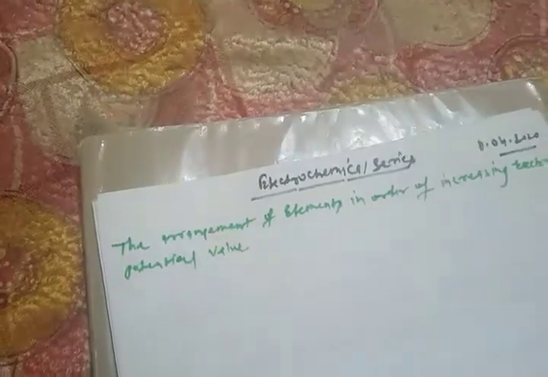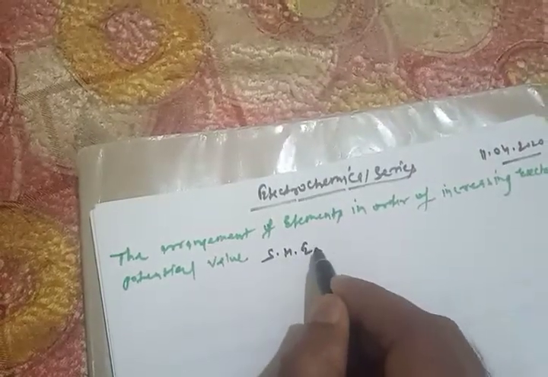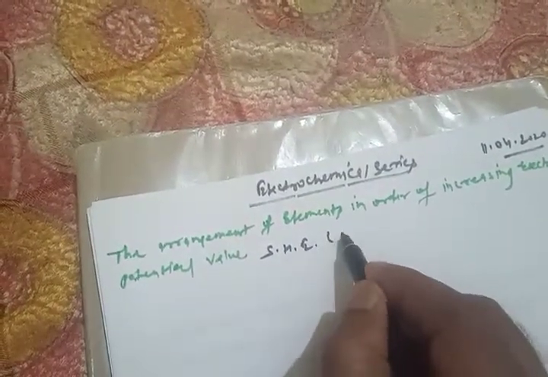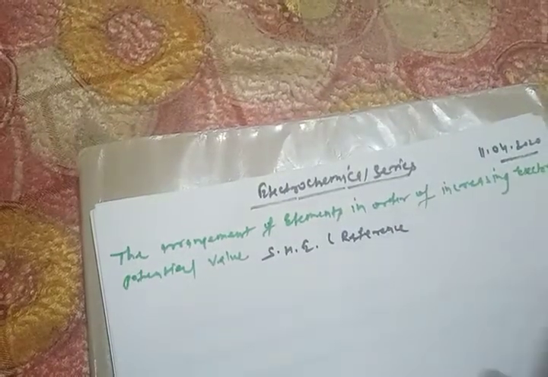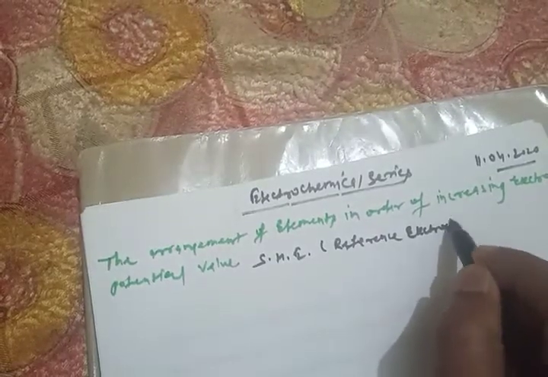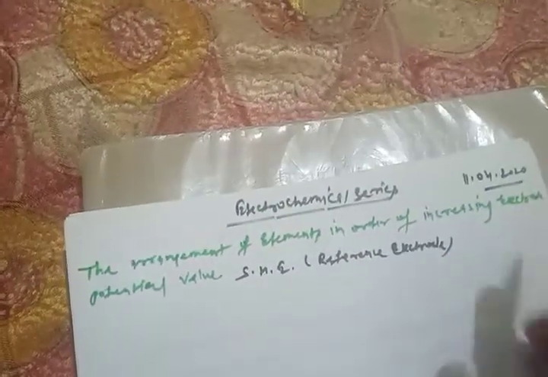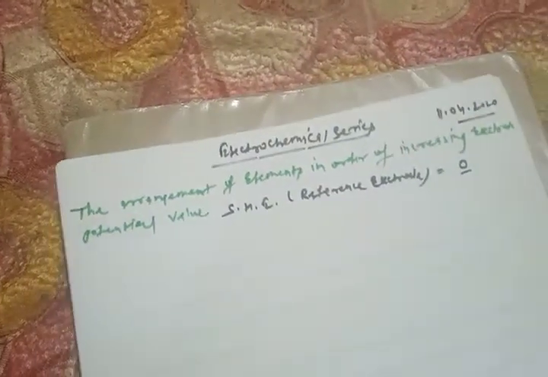Here the standard hydrogen electrode, SHE, is actually the reference electrode, whose electrode potential is 0. So because it is 0, it can be used as a reference electrode.